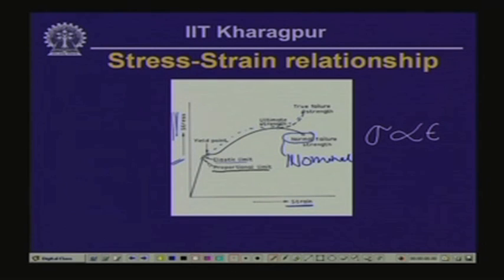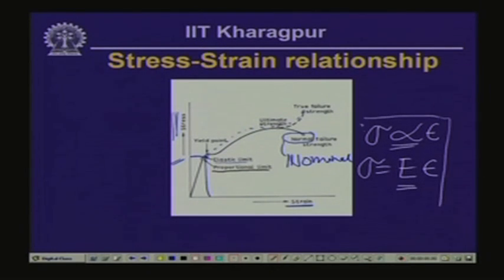Now, in the bar, these 2 points, the proportionality limit and the elastic limit, are very difficult to distinguish, and we consider that up to the elastic limit, the stress is proportional to the strain. And if we remove this proportionality constant, sigma is written as a constant times E, which is constant for that material, and this is what is known as Hooke's law.